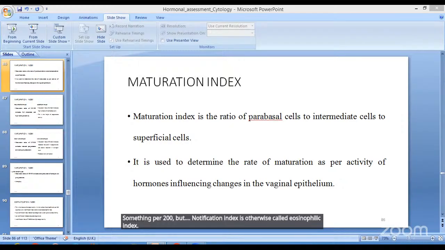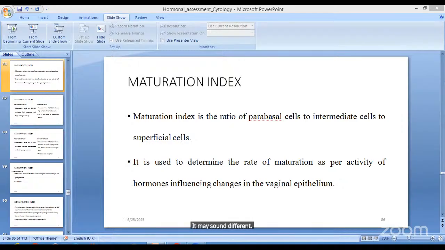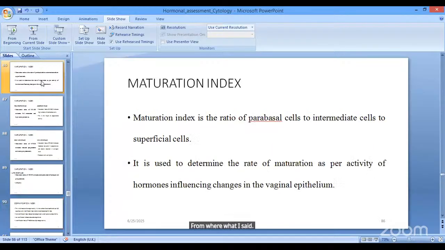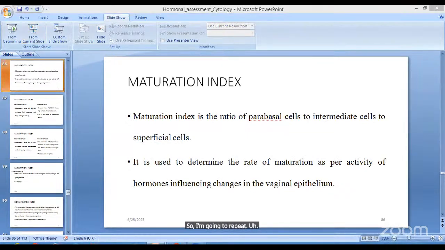Please, sir, the slide is no longer changing. From what I said, when did you stop? Did you stop seeing the slide? So I'm going to repeat the late menopause phase of the maturation index. I hope that's fair for all. Can you see this now? No.